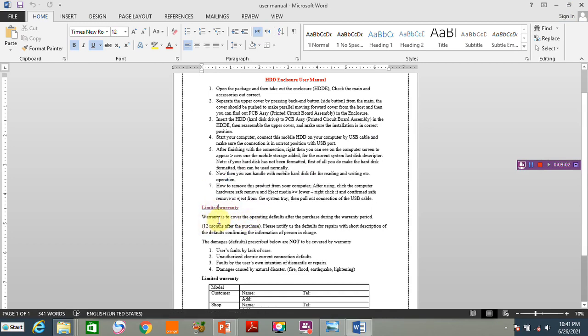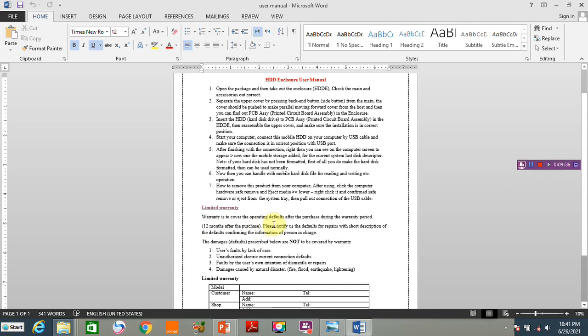They're telling us that the warranty is to cover the operating defaults after the purchase during the warranty period. So if they give you 12 months or 3 months, they are entitled to those defaults in only those months. If they elapse or end, they are not accountable for that. And in this they told us 12 months after the purchase. That means that after 12 months, you're not supposed to complain.